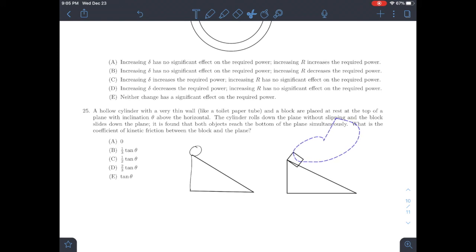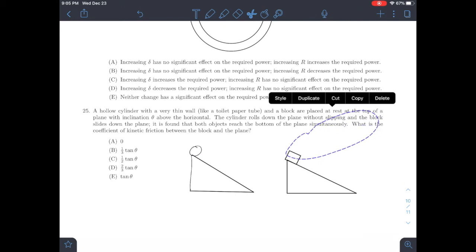Oh, this block is not very well drawn. Let's rotate it a little bit. Okay, here we go. Oh, okay, let's rotate again. Here we go.